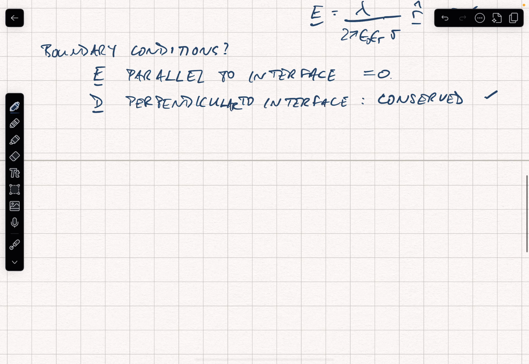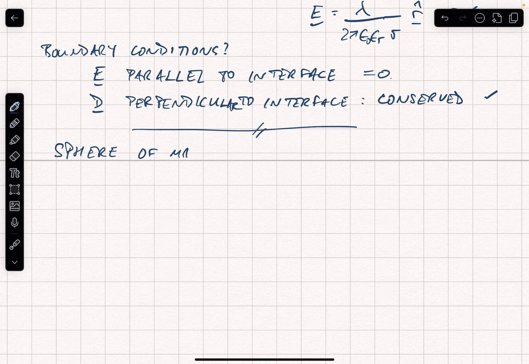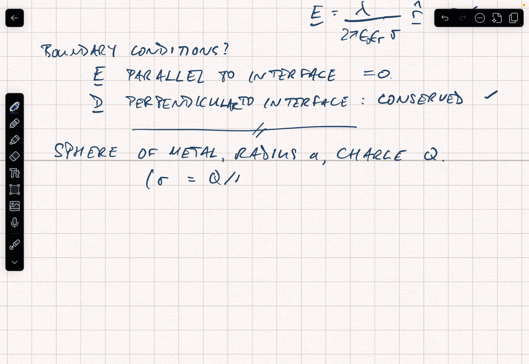Let's think about a second example, again from a textbook. We're going to take a sphere of metal, or of a conductor, let's say, with radius A, and it's going to carry a total charge Q. Because it's a conductor, that charge will of course be spread out over the surface. And so we would have a surface charge density sigma equal to Q over 4 pi A squared, though that won't actually matter. The thing that matters is the total charge.